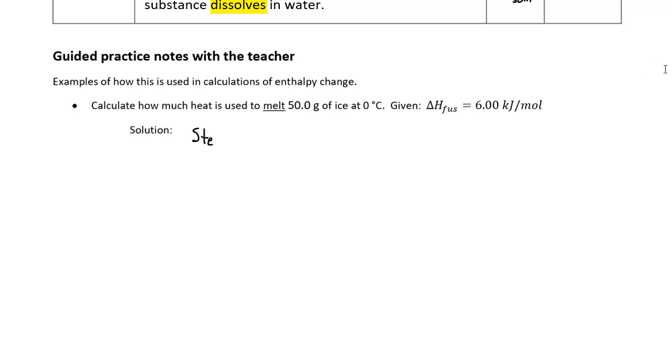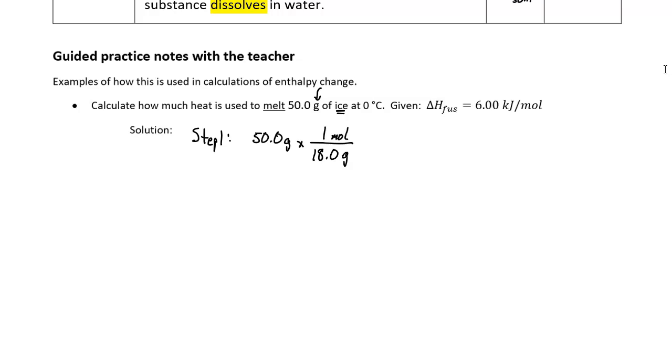Step 1. We need to change our quantity of ice, which is given in grams, into moles. Write down that given quantity and multiply by a conversion factor. The substance is ice, which is water, which has the formula H2O. The molar mass of water was 18.0 grams for every 1 mole.